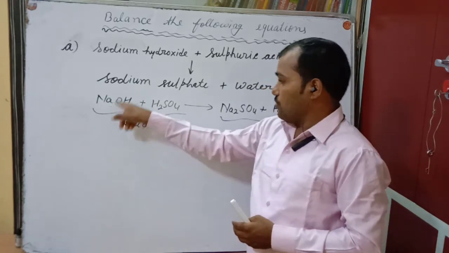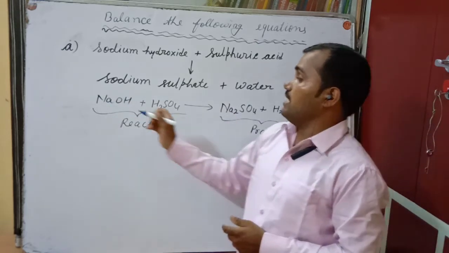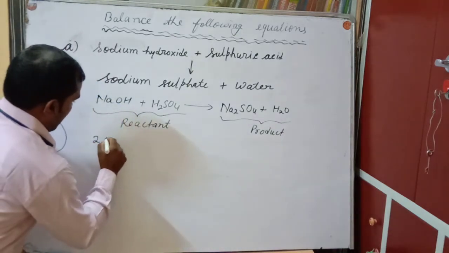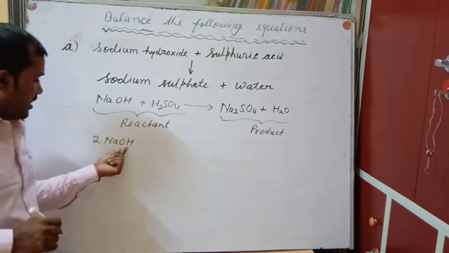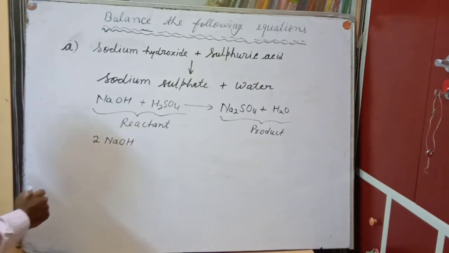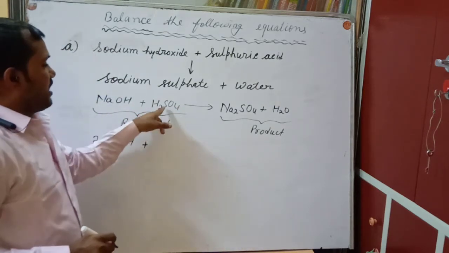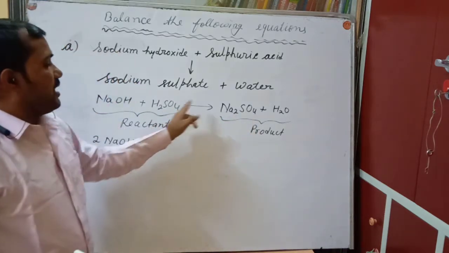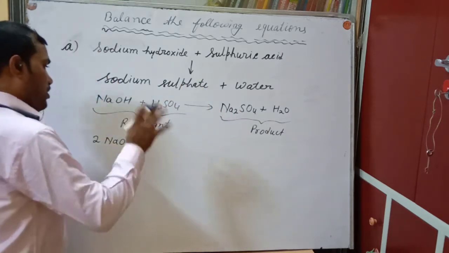See, 2 sodium atoms, 1 sodium. So how will we balance? We can multiply by 2. So this is 2NaOH. This 2 you have written means 2 sodium, 2 oxygen, 2 hydrogen. Plus H2SO4, the central atom sulfur, 1 sulfur here, 1 sulfur there. It means no need to multiply or change anything in H2SO4 and Na2SO4. So we will write it like that.